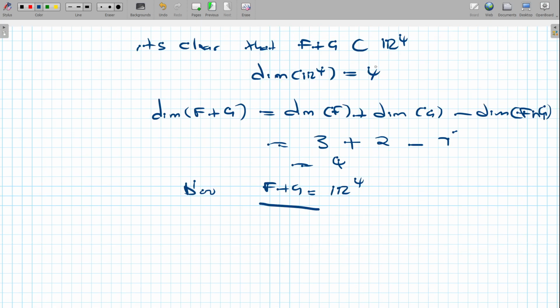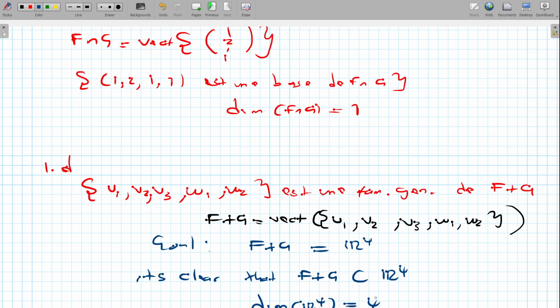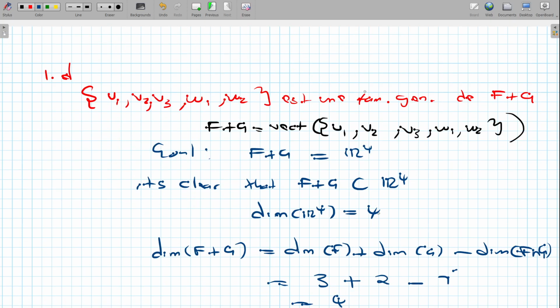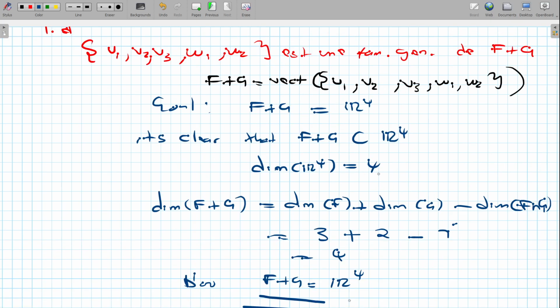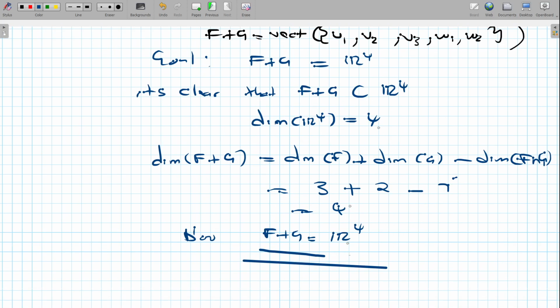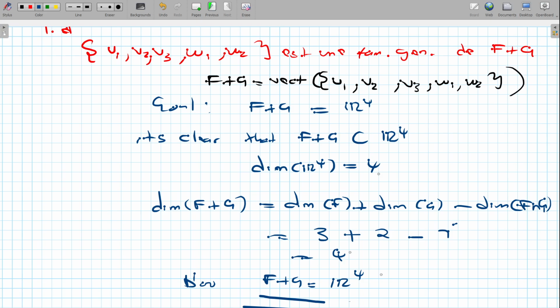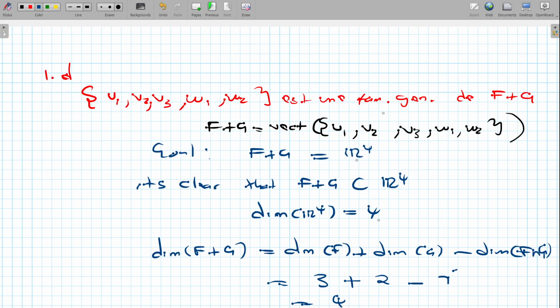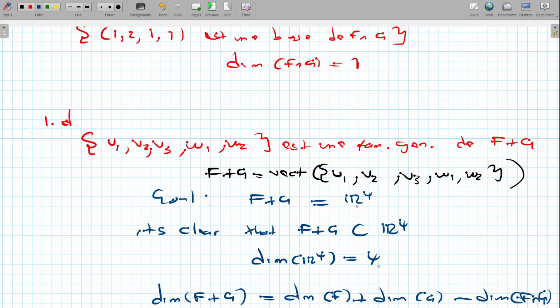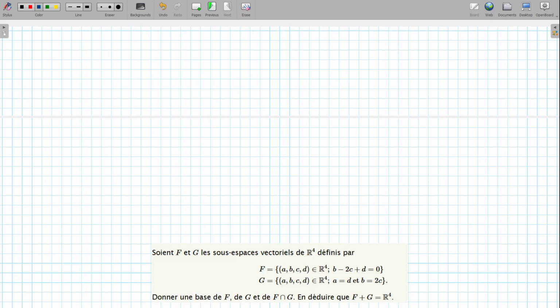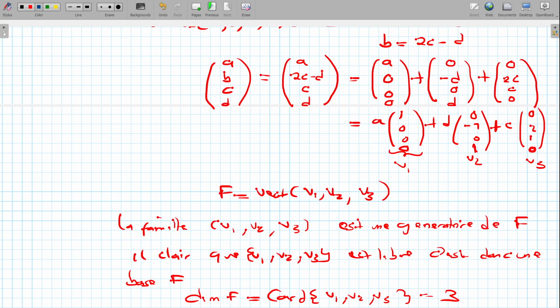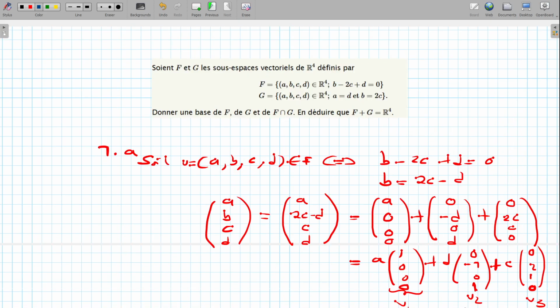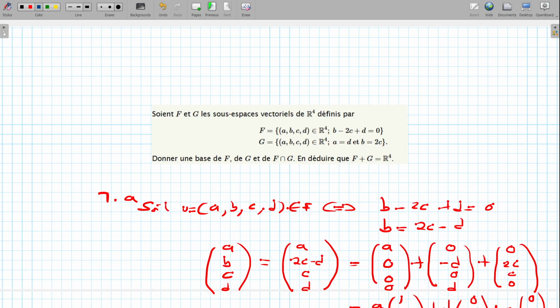However, here we're supposed to show that F plus G is equal to R4. We've shown that. But if they ask you, is this family of vectors libre? The answer is no, because for a family of vectors to be libre in R4, it has to have at most 4 elements. Here we have 5 vectors, so this family of vectors cannot be libre in R4. So that is all for this exercise. Be sure to maybe rewatch the video and go through the exercise one more time to understand what is happening here.